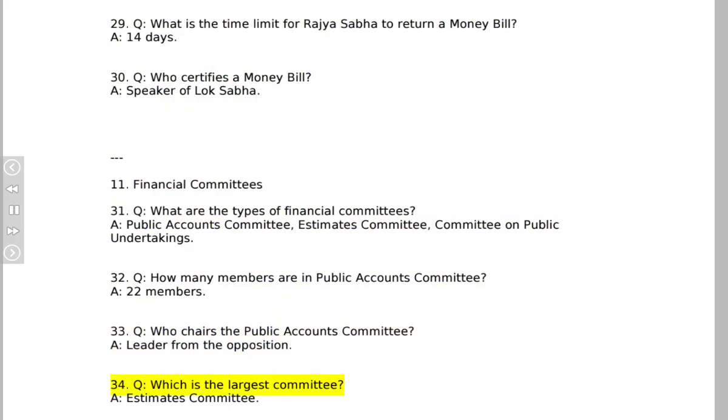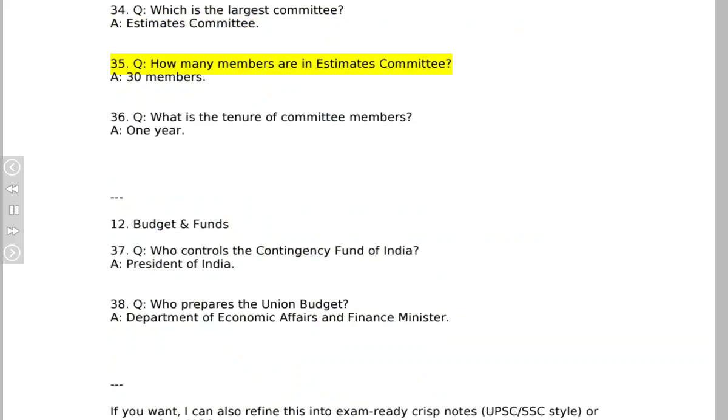34. Q. Which is the largest committee? A. Estimates Committee. 35. Q. How many members are in Estimates Committee? A. 30 members. 36. Q. What is the tenure of committee members? A. 1 year. 12. Budget and funds. 37. Q. Who controls the Contingency Fund of India? A. President of India. 38. Q. Who prepares the Union Budget? A. Department of Economic Affairs and Finance Minister.